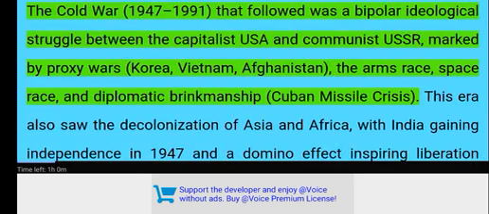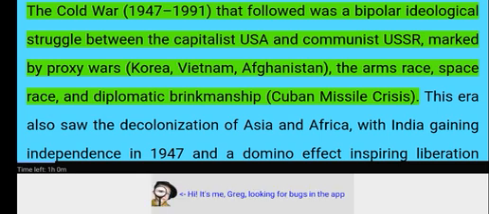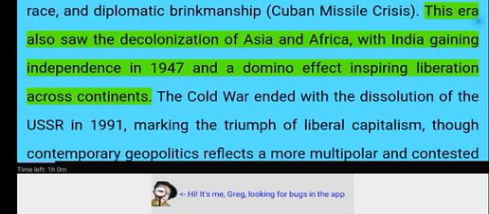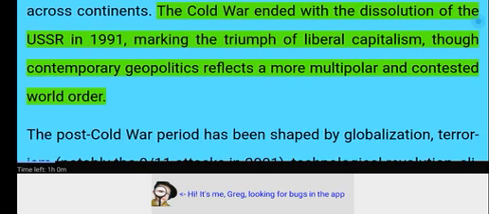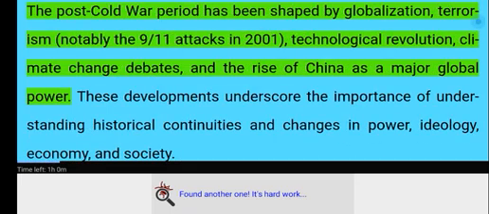The Cold War, 1947-1991, that followed was a bipolar ideological struggle between the capitalist USA and communist USSR, marked by proxy wars (Korea, Vietnam, Afghanistan), the arms race, space race, and diplomatic brinkmanship (Cuban Missile Crisis). This era also saw the decolonization of Asia and Africa, with India gaining independence in 1947 and a domino effect inspiring liberation across continents. The Cold War ended with the dissolution of the USSR in 1991, marking the triumph of liberal capitalism, though contemporary geopolitics reflects a more multipolar and contested world order.